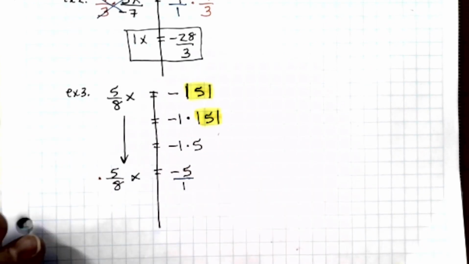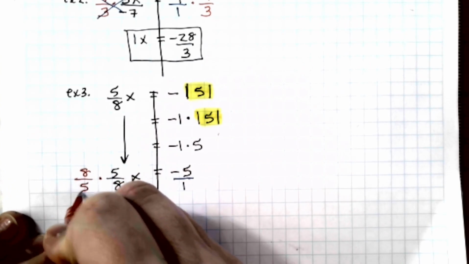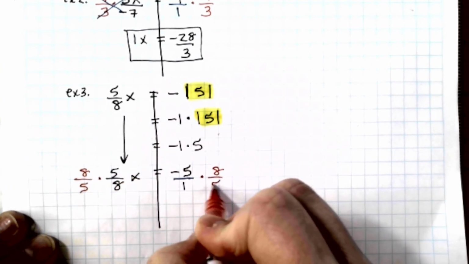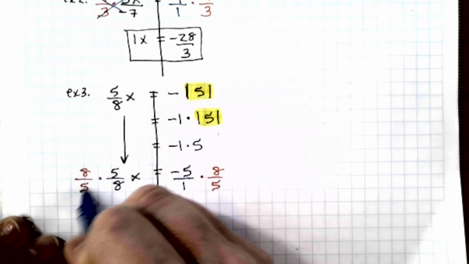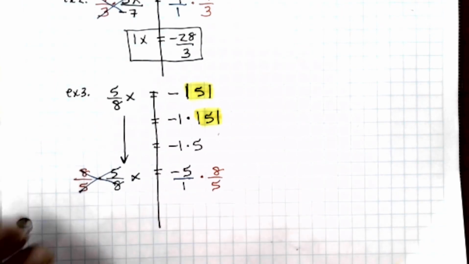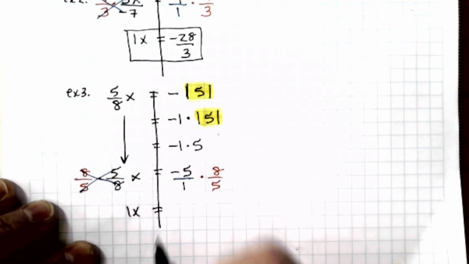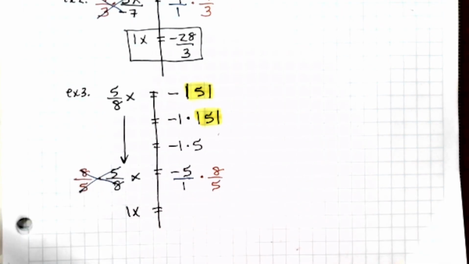And the reciprocal of 5/8 is 8/5. We're going to multiply both sides by 8/5. On the left, when you multiply reciprocals, they divide to 1, so we have a 1x. On the right, there's actually several ways you can simplify it.